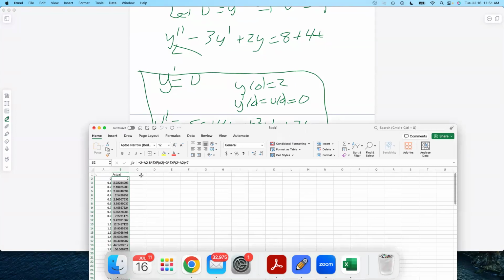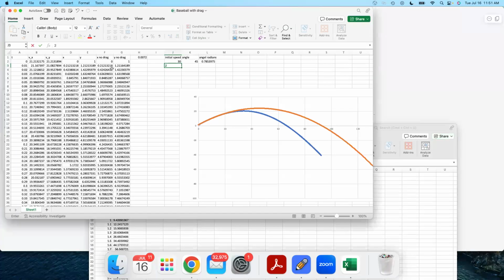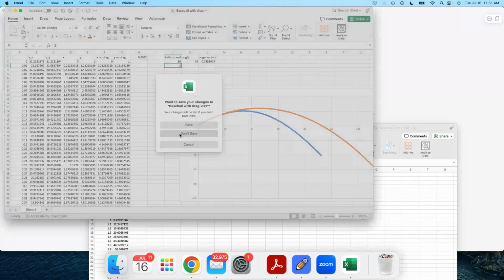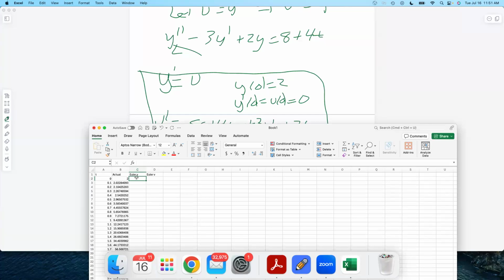Okay, so I'm going to put in Euler Y and a second column here for Euler V. I'm going to need these V's. And I know my initial Y at time 0 was 2. My initial V was 0.